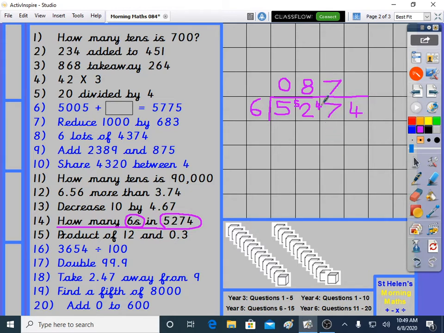7 sixes was 42, but this is 47. So I count in ones up from 42 to 47. Don't count 42. Start counting after 42 and go up to 47. So counting in ones, 43, 44, 45, 46, 47. I have a remainder of 5.